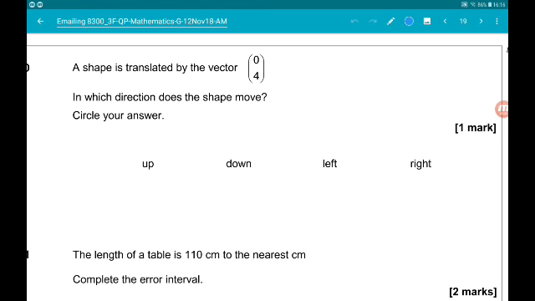In which direction does it move? So, vectors are not scary. They have 2 parts. So, the top number is the x vector. If this is positive, we move right, negative, left, 0, nowhere. The bottom number is the y vector. If that's positive, we move up, negative, down, 0, nowhere. So this vector is only moving us 4 places up.